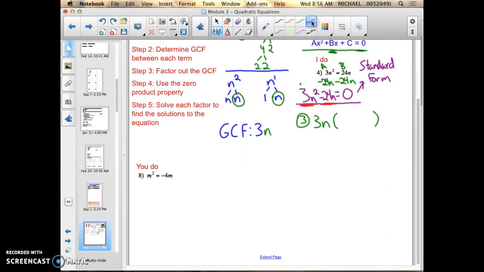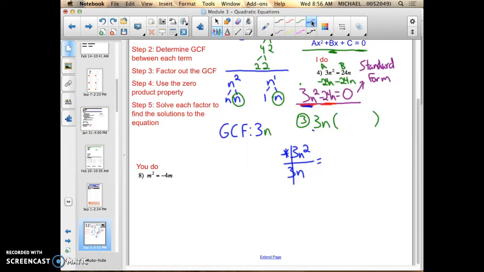I am going to take my first term of standard form, so I'm going to do side math right here. It's 3n squared, and divide my GCF from it, 3n, all right? I'm going to write what that equals right here. 3 divided by 3 is 1. I don't have to put 1, though, but I can just know that it's 1.